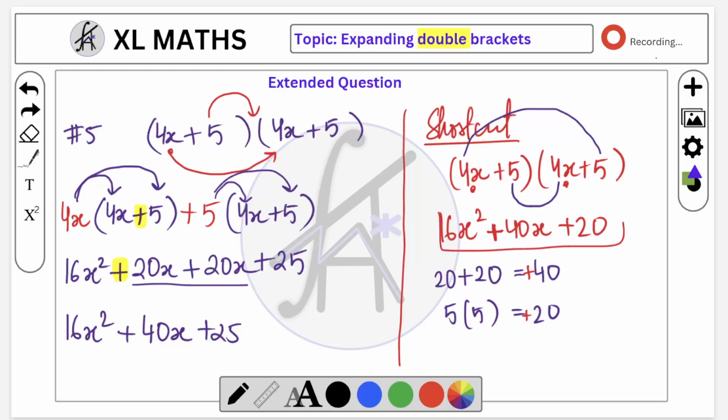And here we get our final answer. 16x squared plus 40x plus, I'm sorry, I made a mistake. 5 times 5 is not 20, but 25, right? So let's make it 25.